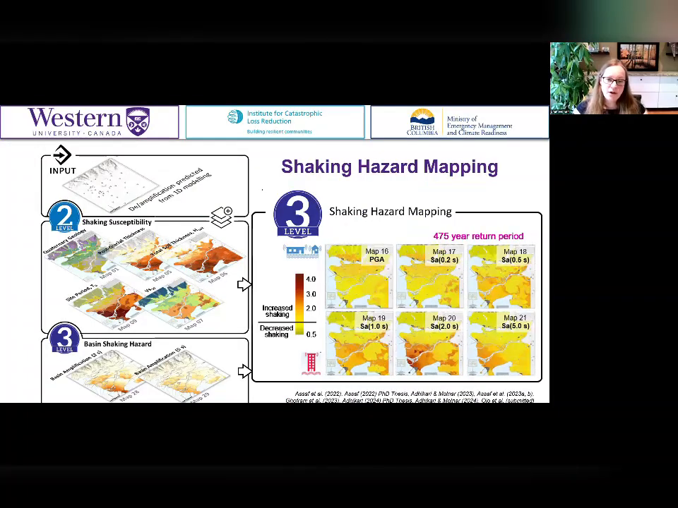So that's a long story, and it's a lot of effort and not that easy to have generated these level 3 shaking amplification hazard maps.